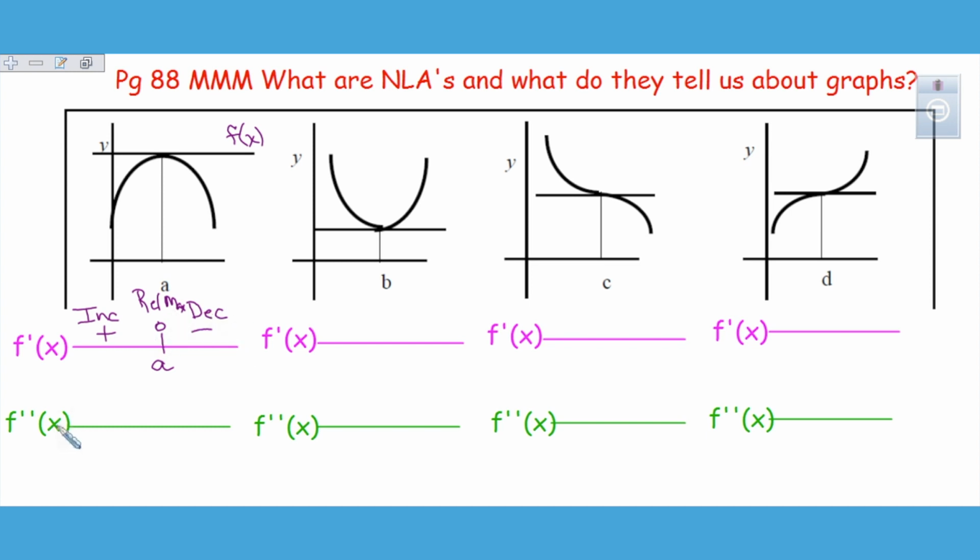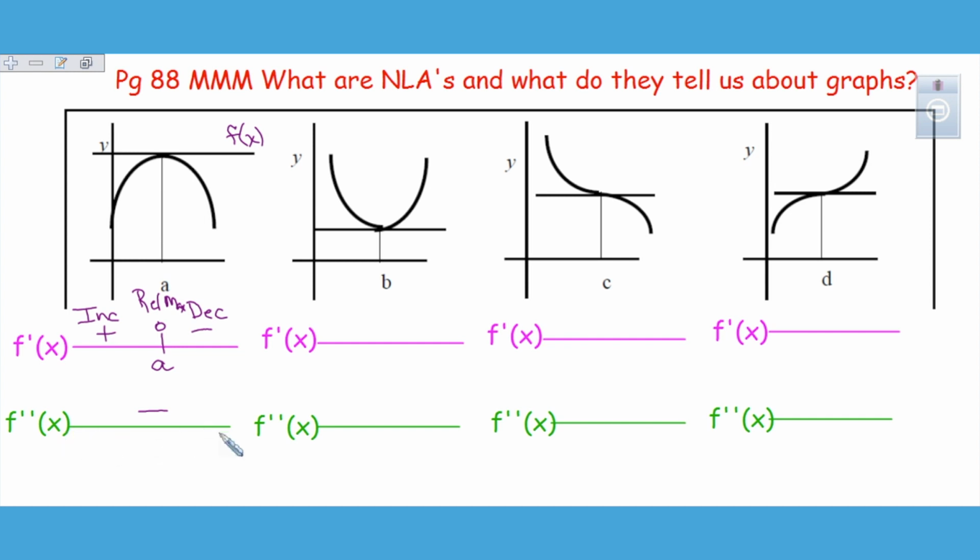For f double prime, what we're going to do is look and see if there's any concavity change, because that's a point of interest to us. And I see that this entire graph is concave down, like a frown, for the entire graph. And so f double prime will be negative everywhere. There is not a place where there's a change at all in inflection, so we don't even have anybody to put on this number line.